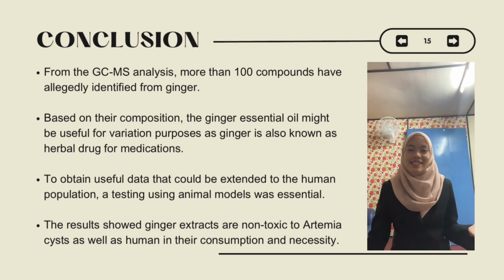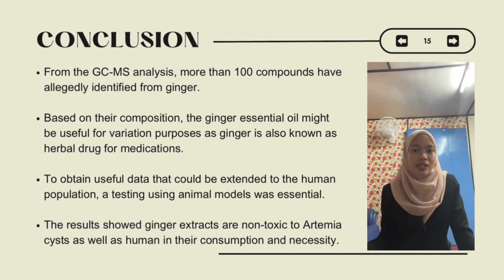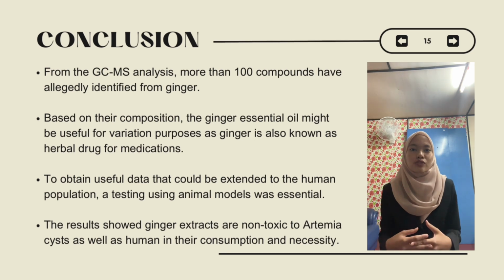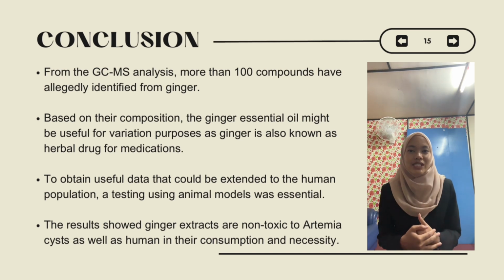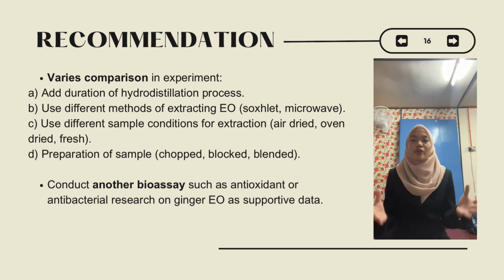From the GCMS analysis, there are more than 100 compounds that were found and identified from ginger. Based on ginger's chemical composition, the essential oil can be useful and can be used for many purposes, as ginger is well known for herbal drug medications. Testing using an animal model is essential in order to obtain useful data extended to human beings. All in all, the result shows that ginger extracts are non-toxic to Artemia as well as humans in their daily consumption and necessity. Here is the list of recommendations for this study.